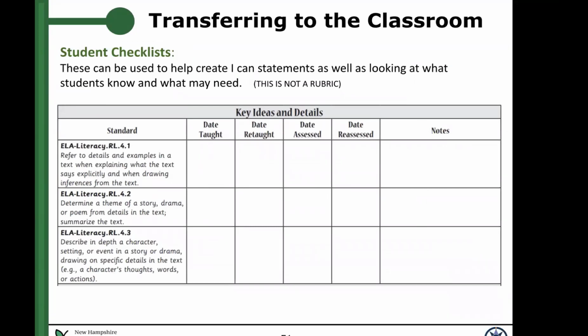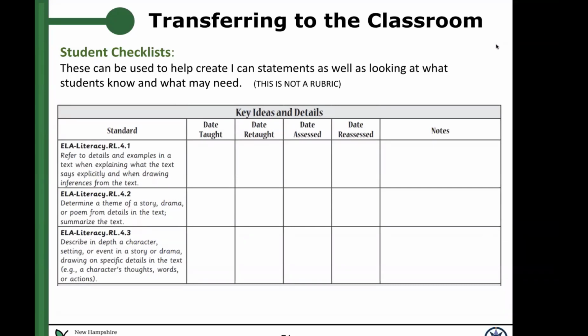Great. Here we see a student checklist. So this is important. There's so many standards, so many kids. It's really important to make sure that you have record of where you're at, how your kids are doing, and the mastery that they have achieved.